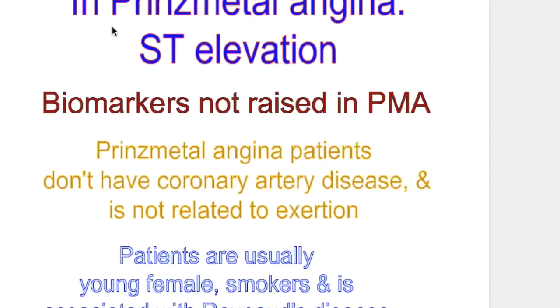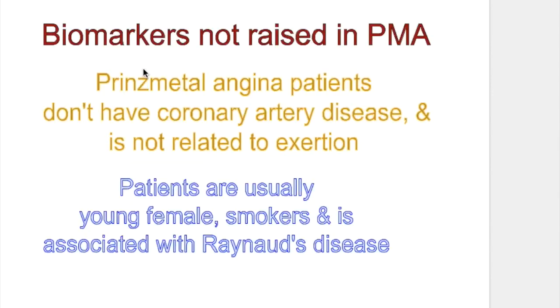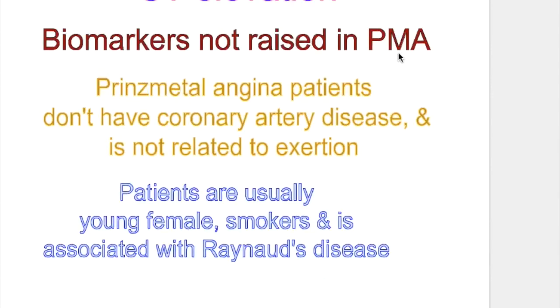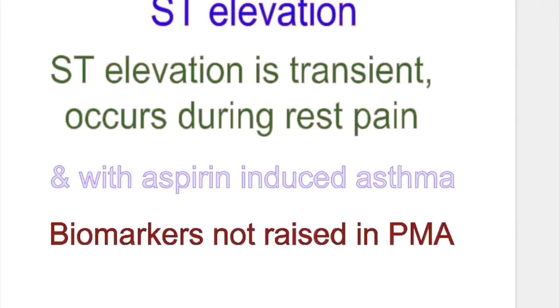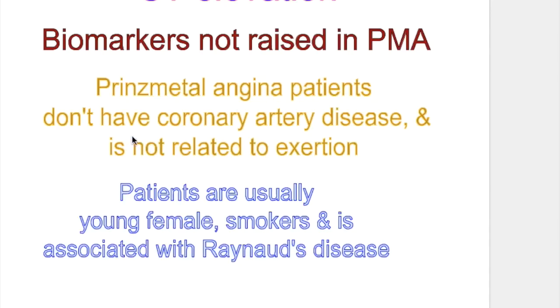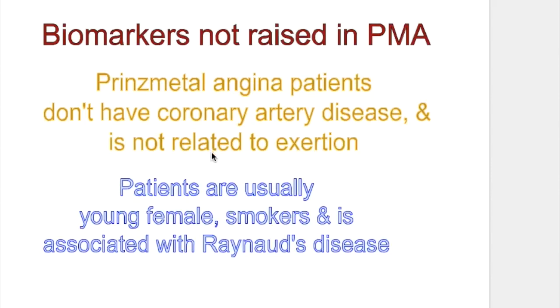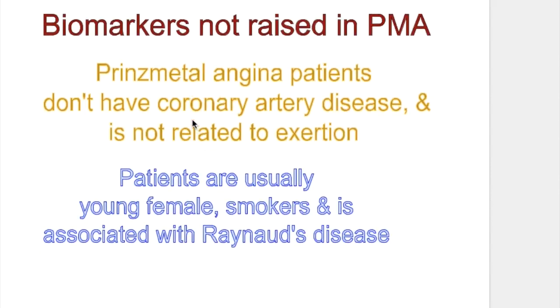A disorder from which we differentiate transmural infarct is Prinzmetal angina, because in Prinzmetal angina, ST elevation also occurs. So what are the differences between Prinzmetal angina and a transmural infarct? Biomarkers are not raised in Prinzmetal angina, whereas they are raised in transmural infarct. ST elevation in Prinzmetal angina is transient and occurs only during the rest pain. Prinzmetal angina patients do not have coronary artery disease and it is not related to exertion. Transmural infarct patients have coronary artery disease, atherosclerosis, and thrombosis.